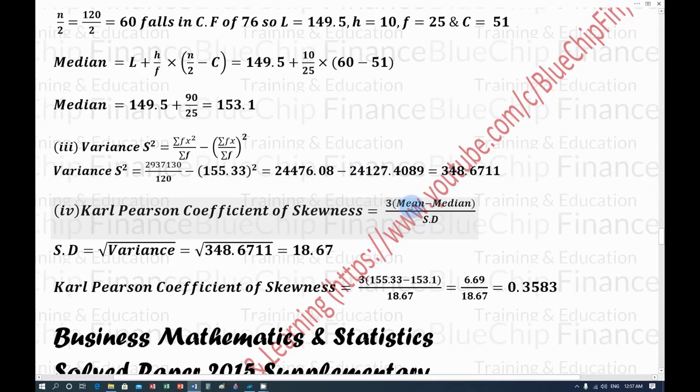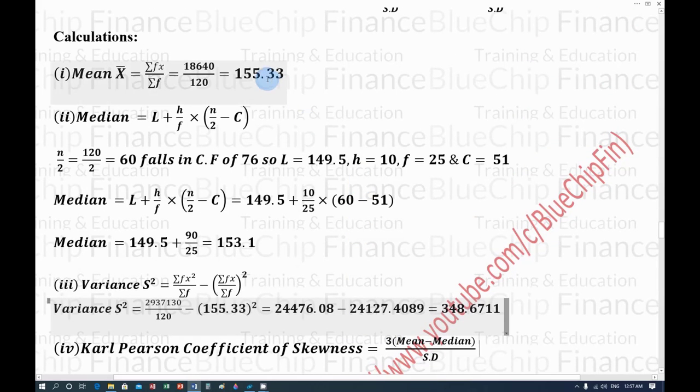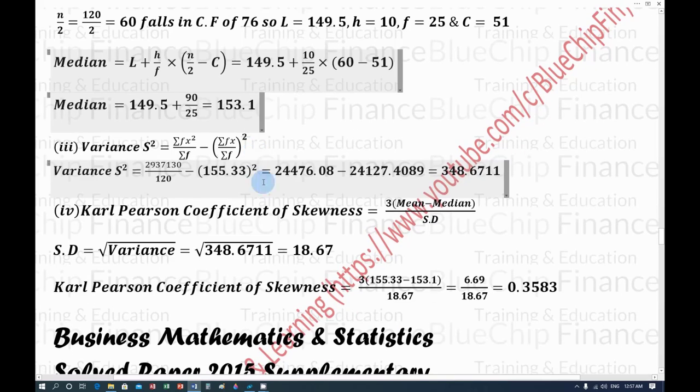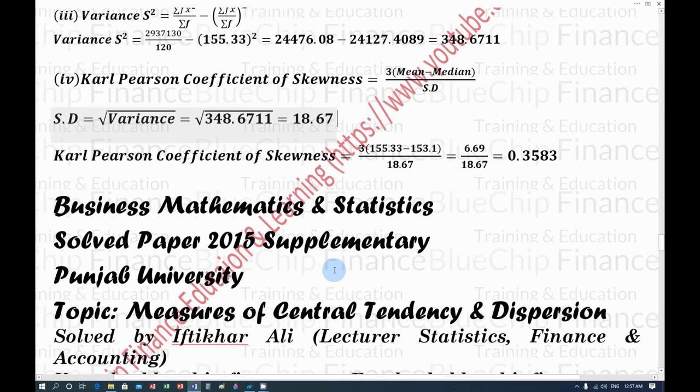So 3 multiplied by mean, where mean is equal to 155.33 and median is equal to 153.1, and standard deviation is simply the square root of variance. So variance is 348.6711, and when we take the square root of this, the standard deviation will be 18.67. So after putting all these values, Karl-Pearson coefficient of skewness is 0.3583, which shows the positive skewness in the distribution.